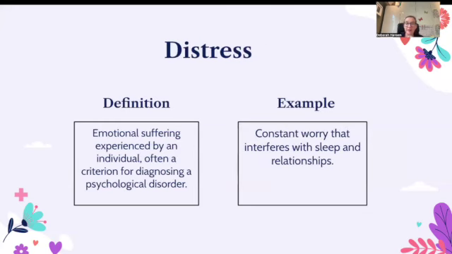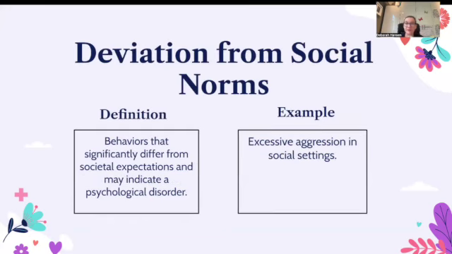Distress. Emotional suffering experienced by an individual, often a criterion for diagnosing a psychological disorder. For example, constant worry that interferes with sleep and relationships. Deviation from social norms. This is behaviors that significantly differ from societal expectations and may indicate a psychological disorder. For example, excessive aggression in social settings.